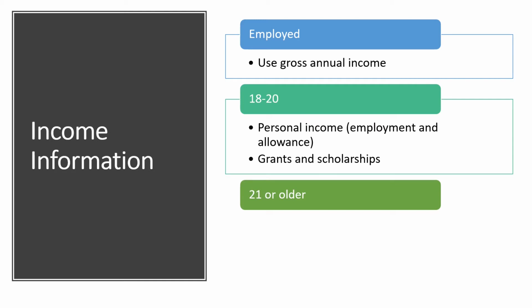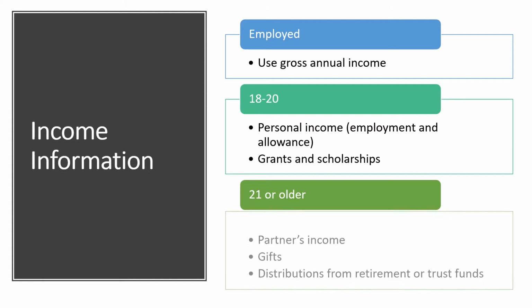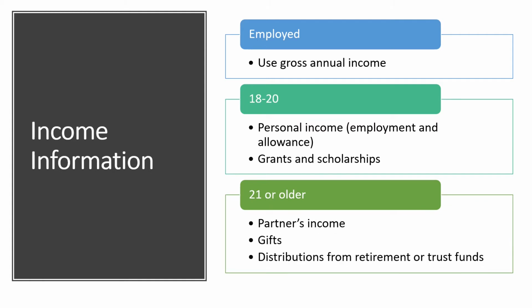If you're over 21, you can use everything a person 18 to 20 can. In addition, you can claim any income that you have reasonable access to, such as a partner's income, gifts, and distributions from retirement or trust funds. Income verification is not common. A simple rule of thumb is that if you do decide to include a form of income, just make sure that you can provide documentation to support it if requested.